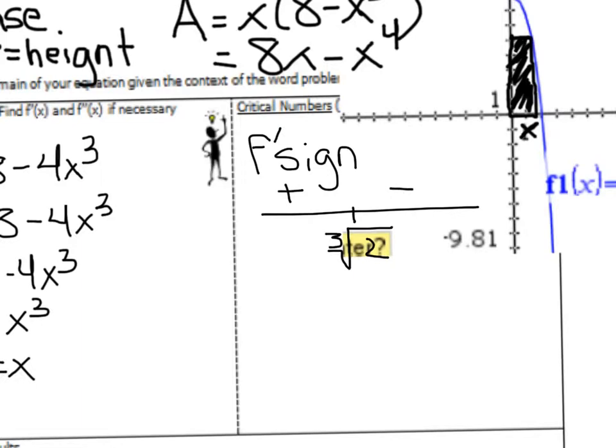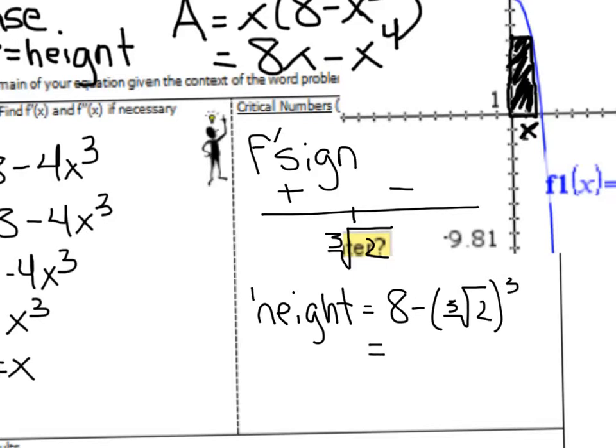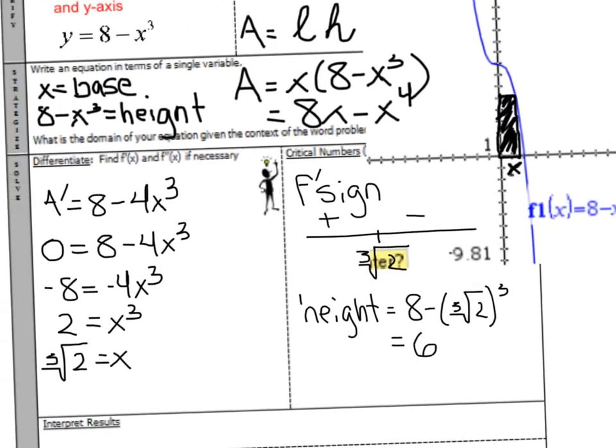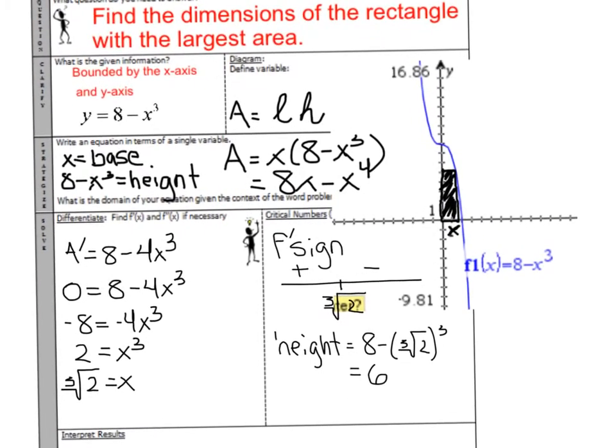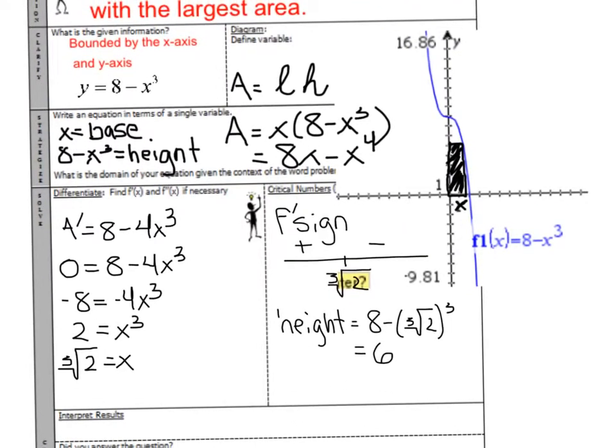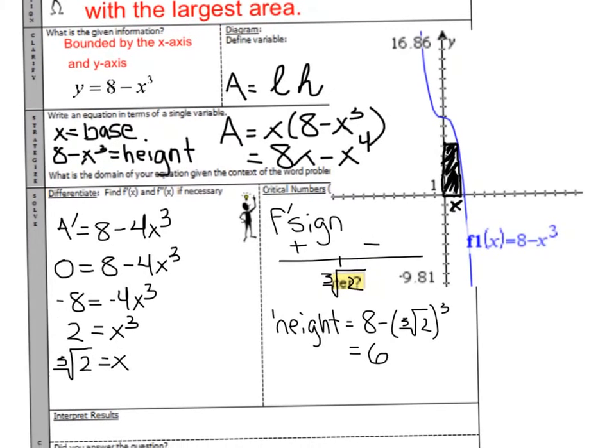So if that is the base, then the height will be 8 minus the cube root of 2 cubed, which is 2. So 8 minus 2 is 6. Now 6 what? What were the units of this problem again? The units were, whoa, I don't know the units. So if units are not given, I do not have to express my answer in units. So height is 6. Whoops, I have to switch back to pen mode. Height is 6. And then the base is the cube root of 2.